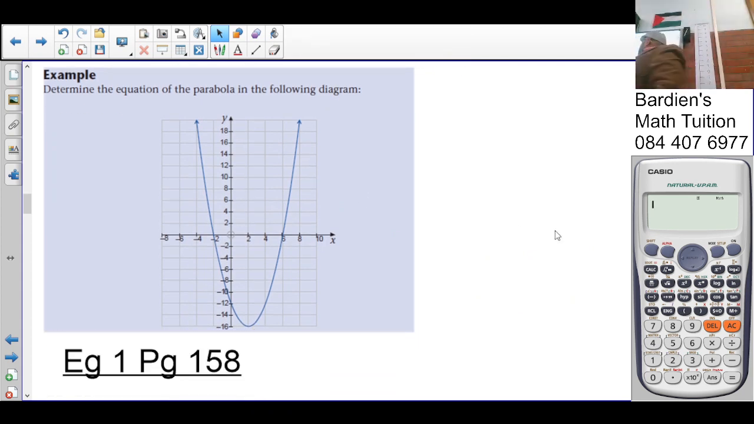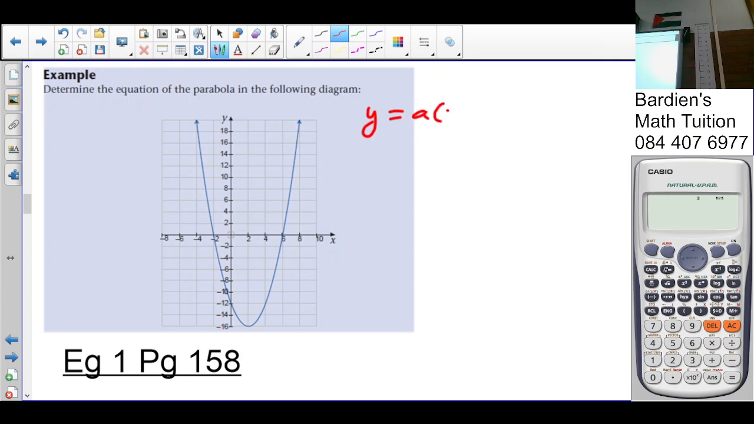So if you are given x-intercepts, you must know this formula. You must write down this formula: y is equal to a into x minus x1, x minus x2. So you write that formula down and you make a note there: if given the x-intercepts and another point on the graph, you write this formula down. Now this formula is not given in the exam, so you must remember it.